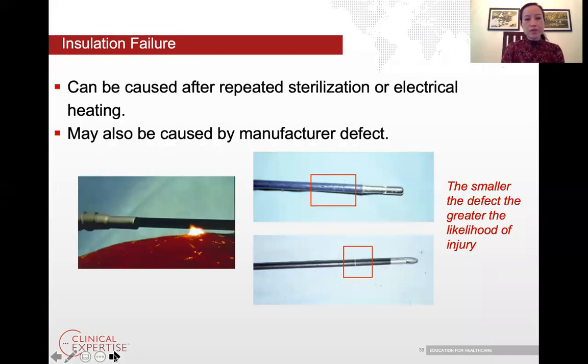Compromised insulation can create an alternate route through which the current can flow. If the current is concentrated, it can cause significant injury. It is counterintuitive but true that a small defect would concentrate the energy at a higher level, causing a greater injury than a large defect. Causes of insulation failure include use of high voltage coagulation waveform, repeated trauma during insertion through the valve, repeated electrical heating, and repeated sterilization, as well as manufacturing defects.